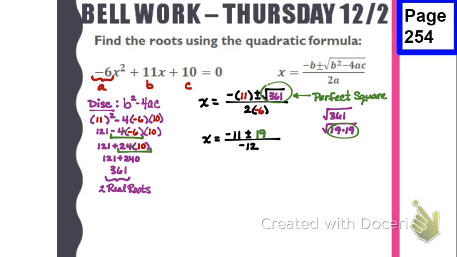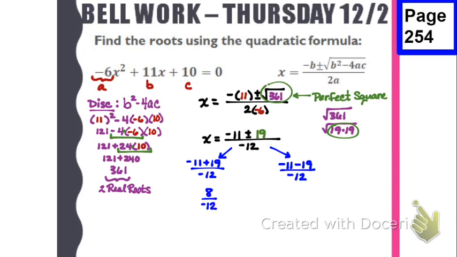-12. How many answers did we say we were going to find? 2. I only have one horrid looking fraction right here. You're going to substitute 11 plus 19 over 12, -12, and minus. That is absolutely correct. We're going to have -11 plus 19 over -12 and -11 minus 19 over negative 12. And we're going to simplify both of these to find our two solutions. What is negative 11 plus 19? 8. So I have 8 over negative 12.